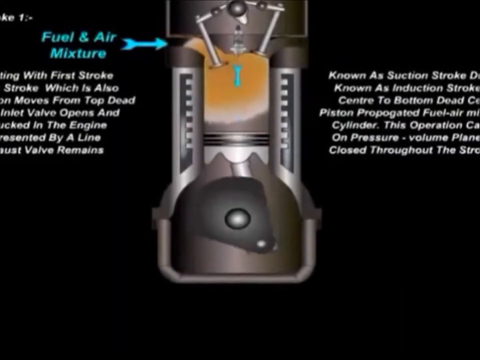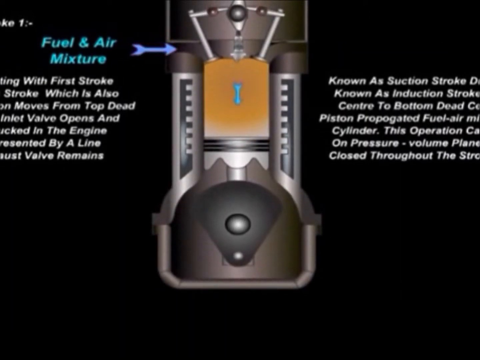The first step is intake or suction, where the piston is at the lowest point, or bottom dead center. At the same time, the mixture of fuel and air flows into the combustion chamber. This is the intake process, starting with the first stroke, known as the suction stroke.